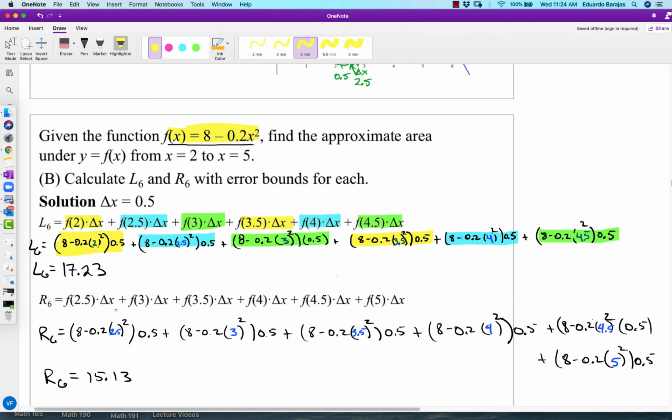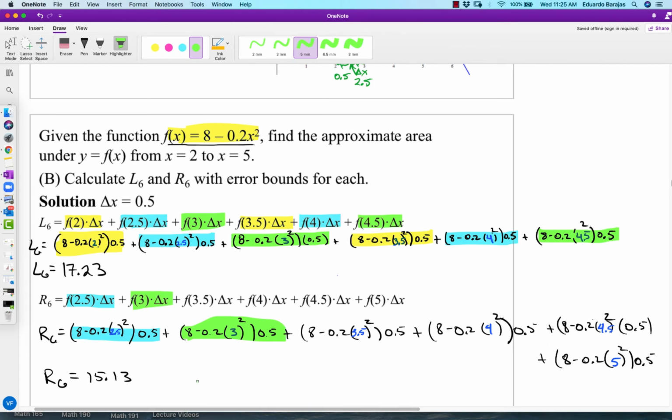Okay, so using the right-hand rule, we see that the area of the first rectangle is this one. So let's put in this one right here is the first rectangle, which calculates to this one. With the base as 0.5, the height is calculated by evaluating our function at 2.5. The next rectangle is this one. Second rectangle is that one. And so on and so forth for the rest of them.